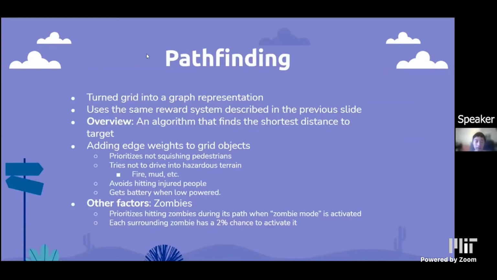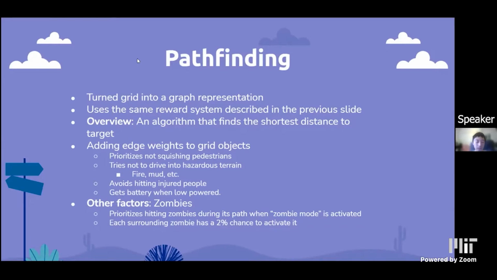So for our pathfinding agent, we turned our 2D zombie grid into a graph representation so we can traverse upon that. And it also uses the same reward systems described in the previous slide. For a high-level overview of our algorithm, it finds the shortest distance to a specified target, which changes depending on whichever mode you are in.